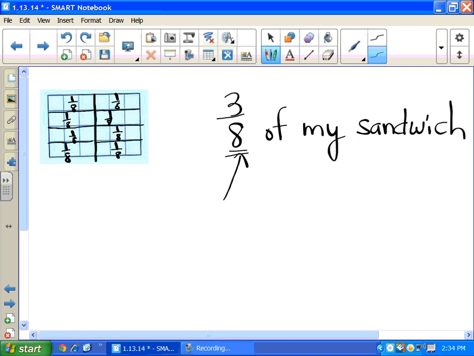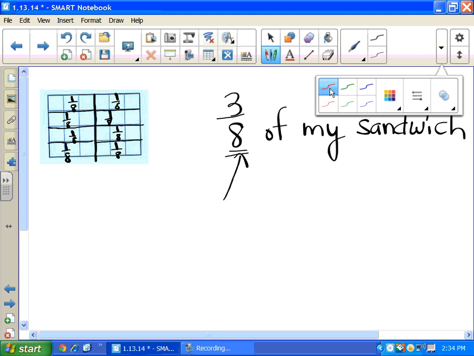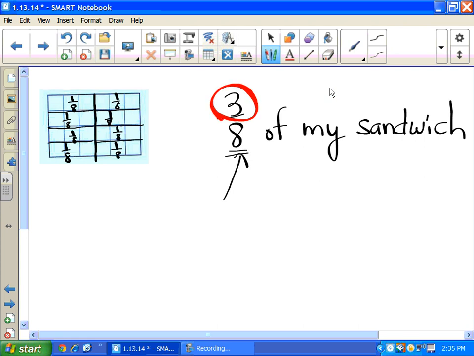It is my numerator that tells me how many of those I want to eat. 3 out of the 8. So if I were going to show this, there would be 1/8, 2/8, and 3/8. So this amount that I have shaded in is 3/8 of my sandwich. And as you can see, that's just a little less than 1/2 of the sandwich.